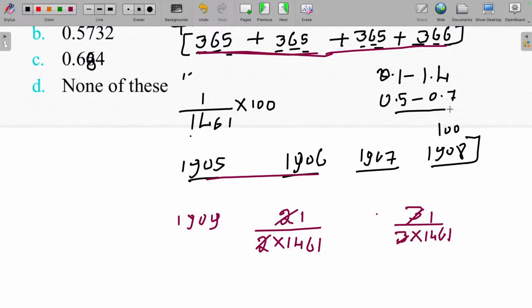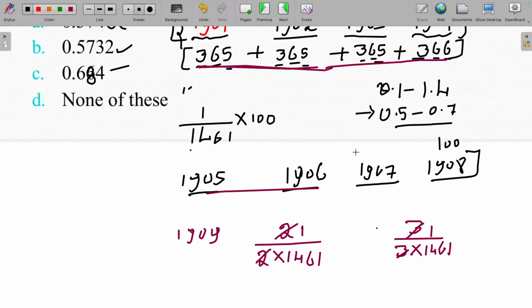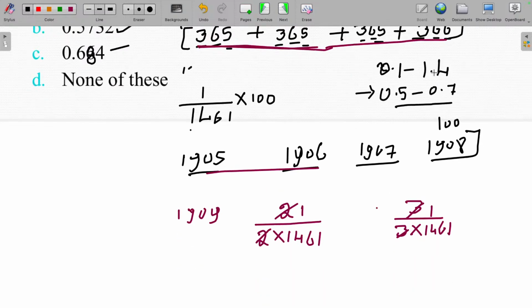This is eliminated. Either this or this. I will check 0.6 percentage. 0.1 percentage is 1.4, so 0.6 percentage means 1.4 into 6, which is 0.98. So that is a possible answer, nearest to 1.